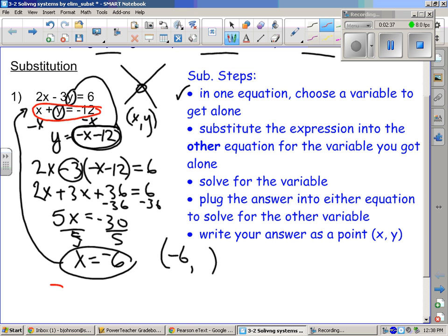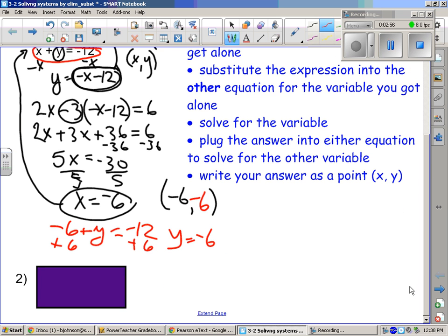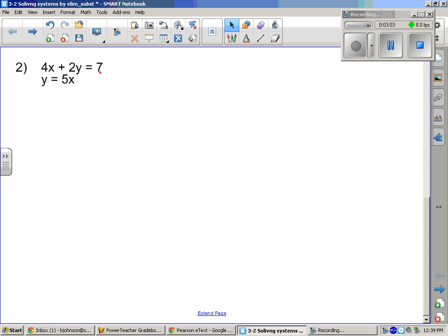So if I plug that x negative 6 in, I get this. Then I'm going to add 6 to both sides. So I get y equals negative 6. So that, my friends, is our solution. Could we check that answer if we wanted? Oh, you always can check. You just put them both back in and make sure the equations come out true. Then they work.